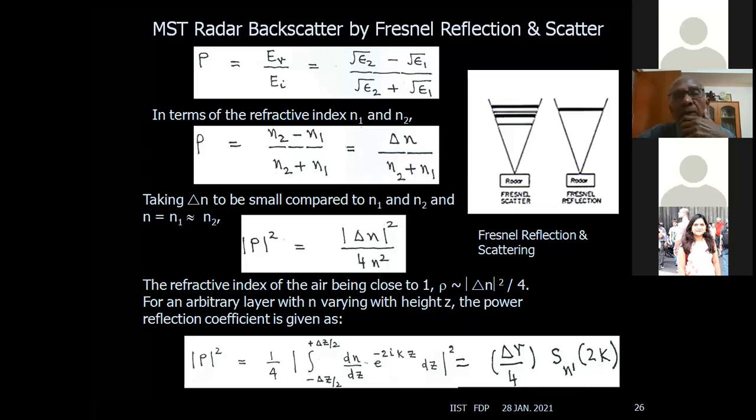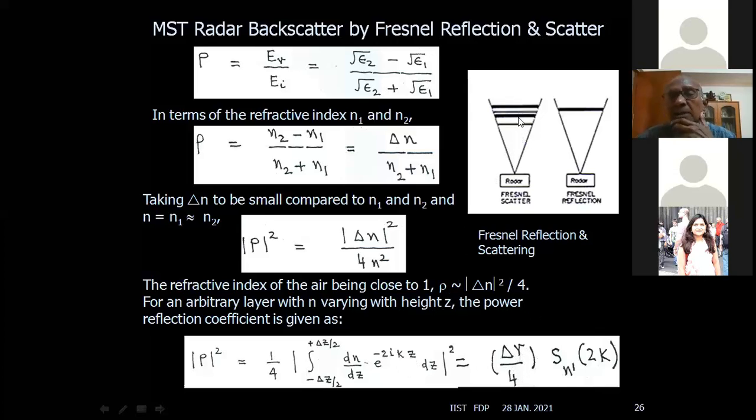times 1/4. You make some simplifications, taking the background refractive index to be close to 1. On that assumption, the deviation n1 is approximately equal to n2. On that assumption, you will get this power reflection coefficient. And for the scatter, you will have to integrate over that entire region, all the reflectors. You will get actually a scatter.